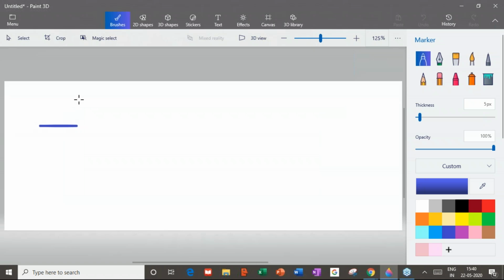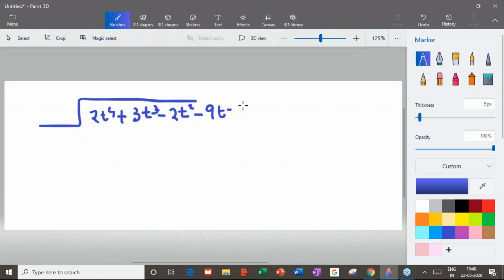What is the term? 2t4 plus 3t cube, sorry, minus 2t square minus 9t minus 12, and you have to divide it by t square minus 3.